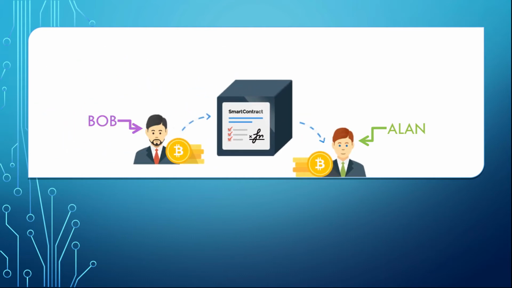So yeah, this is Bob and this is Alan. And Bob wants to send a certain amount of Bitcoin into a smart contract to Alan. So he sends it first to the smart contract. The smart contract then executes the transaction if the terms of the contract have been met. And so Alan only gets his money if everything in the smart contract says he's allowed to have that money.